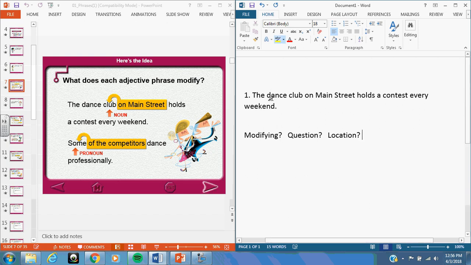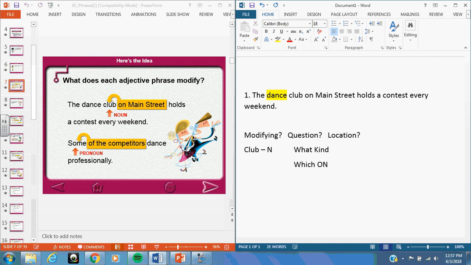So let's take a look at dance. So what's it modifying? Well, these are the questions that, if you remember, I asked you to ask when we find adjectives, right? What is it modifying? What question is it answering? Where is it located? So what's it modifying? Well, it looks like it's modifying club. Club is a noun, so therefore, things that modify nouns are adjectives. So we can assume that it's an adjective because of that. The second question is, what question does it answer? Well, if we know adjectives, they answer the question, what kind? Or which one? Does it answer that question?